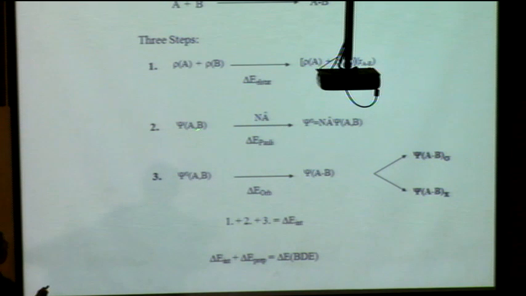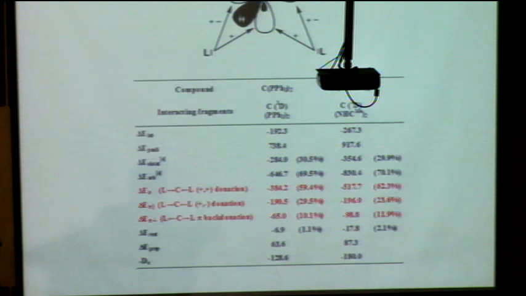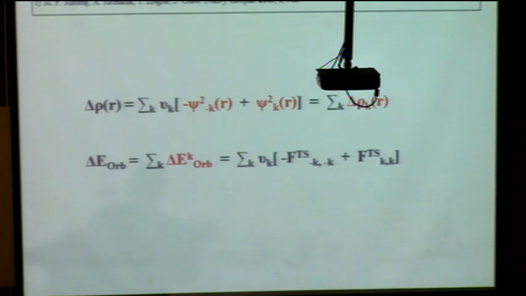You take care of the Pauli repulsion. You just make an antisymmetrization and renormalization from here to here. That gives you the Pauli repulsion. And now you let the orbitals relax from here to here. You get the orbital interaction. And this can be broken down into pairwise contributions. That was introduced by Mitoraj and Michalak, who worked together with Ziegler.